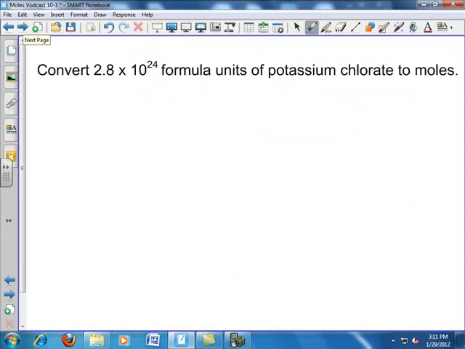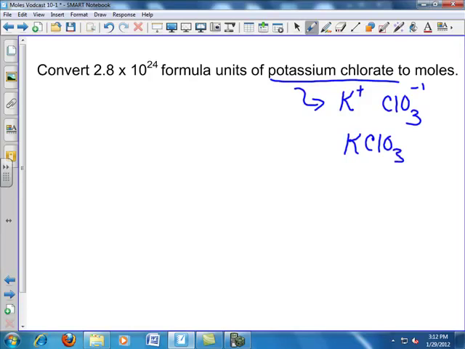So the one thing that's going to be different is I just have to give you the name and you have to come up with the formula. So I want to take 2.8 times 10 to the 24th formula units of potassium chlorate and convert that to moles. One of the first things you should do is come up with the formula of potassium chlorate. So naming and writing formulas will not go away. Chlorate, if you remember, is ClO3, and it's a 1 minus charge. Potassium is K, it's a +1 charge, so this is KClO3. That's potassium chlorate.